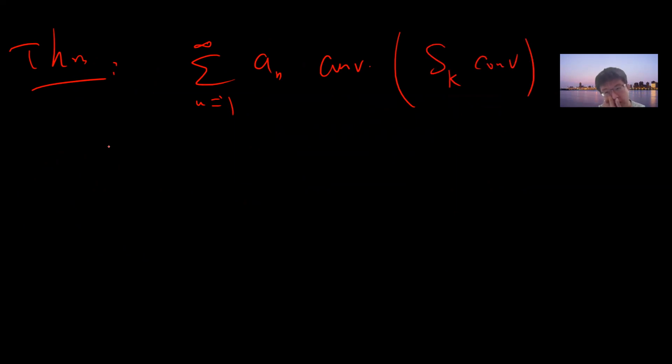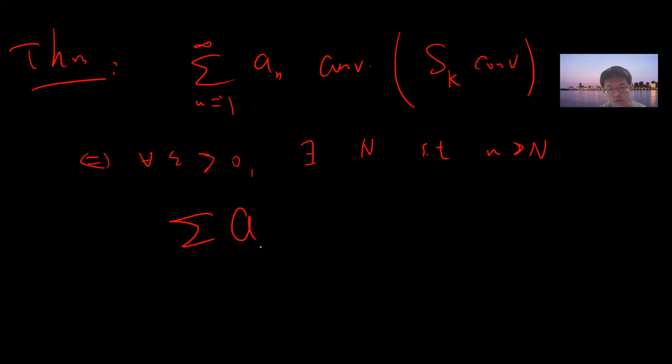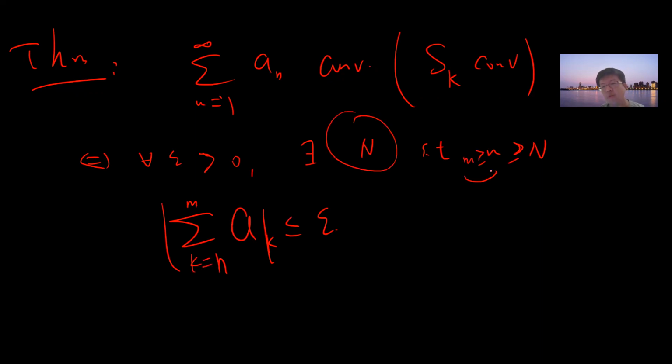So, theorem. If the sum of a_n from 1 to infinity converges, remember that you need to think about the partial sums converging as a sequence. The theorem says this converges if and only if for epsilon greater than 0, you can find an integer N such that whenever m and n are greater than or equal to N, the sum of a_k from k = n to m is less than or equal to epsilon.